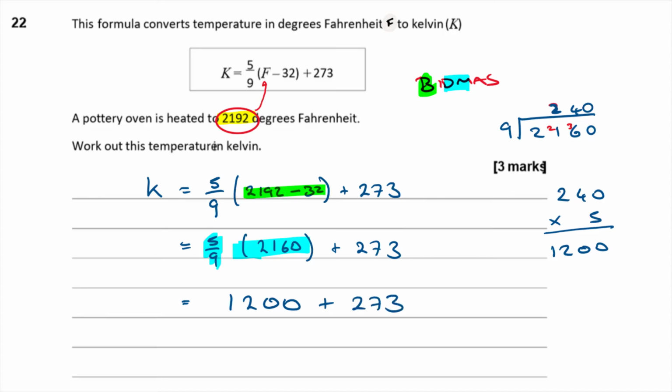And then finally, look, I've got my last step of BIDMAS, which is addition, subtraction. It's that bit there. Just need to add these two numbers together. So that's 1473 Kelvin. So Kelvin is 1473.